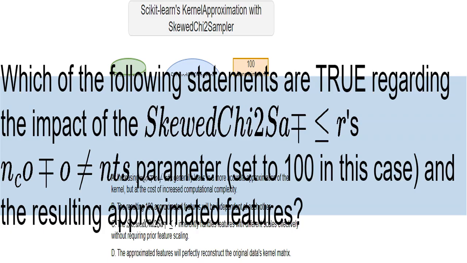This is the core question of the quiz. I need to evaluate the truthfulness of different statements related to the impact of increasing n_components using the SkewedChi2Sampler on the generated features. I'm basically evaluating the pros and cons of using more components.